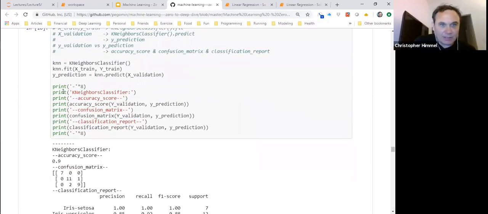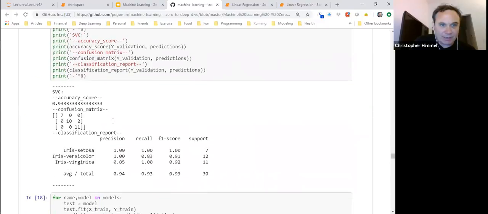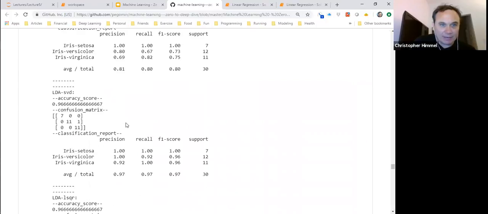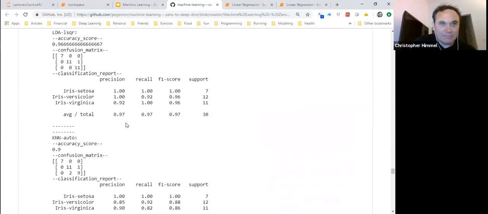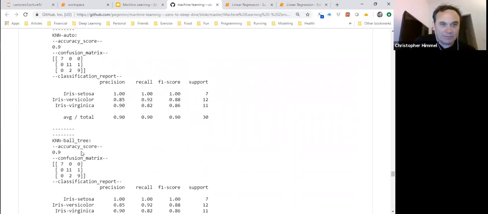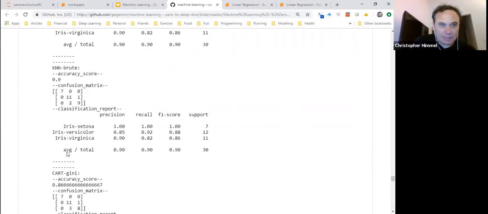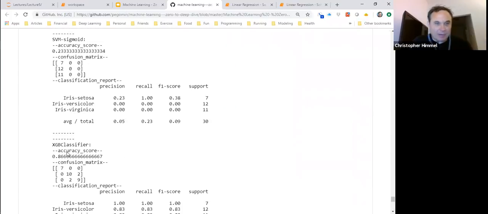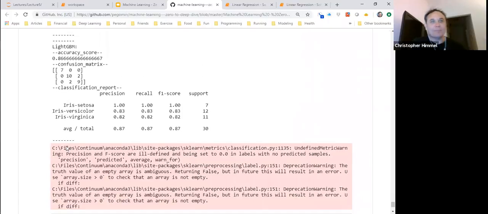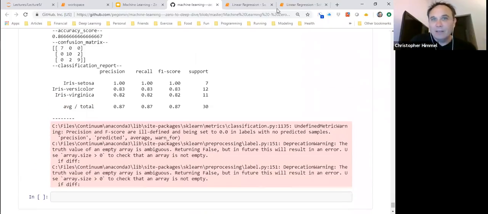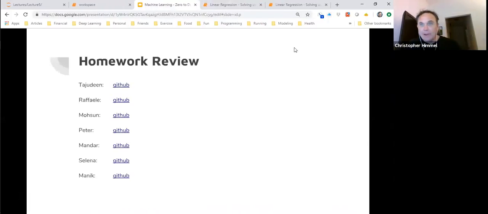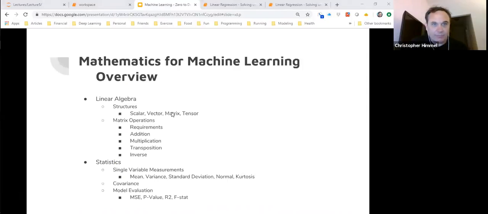Now looking at the confusion matrices on a few of them and looking at how accurate they are. So got the accuracy score on a bunch of them. You just used every model that you could find, and that's awesome. All right, let's move on. So that's the homework.